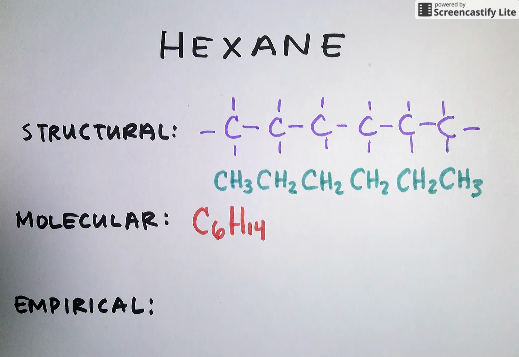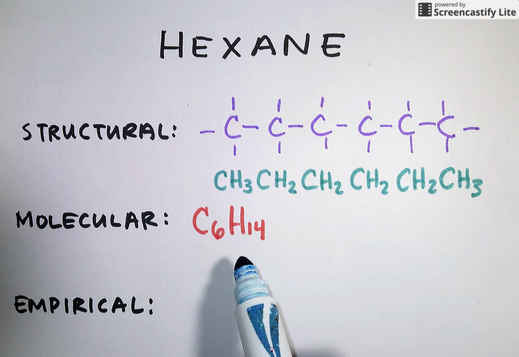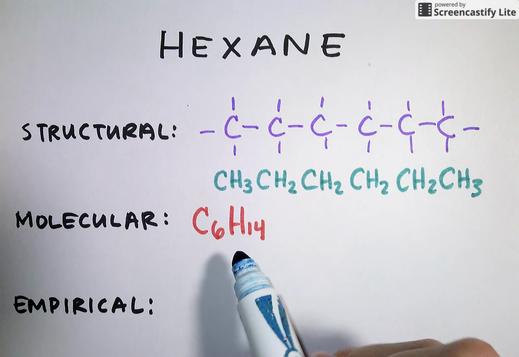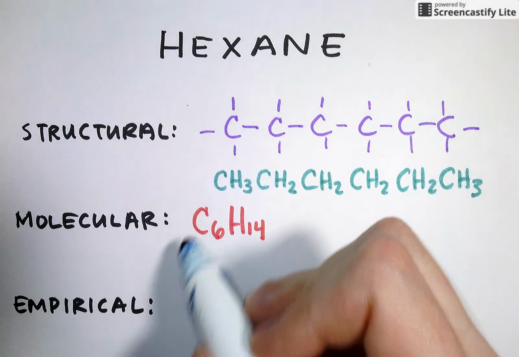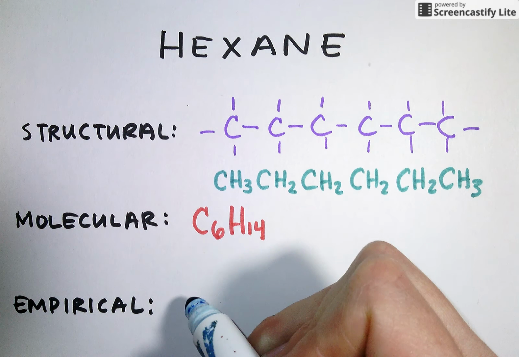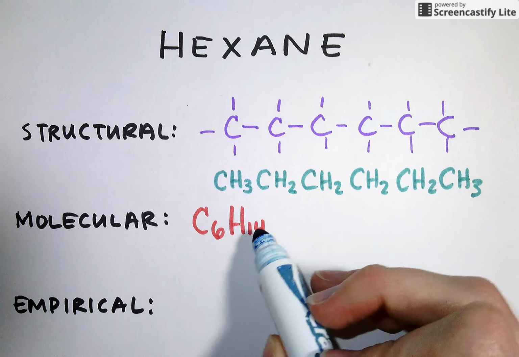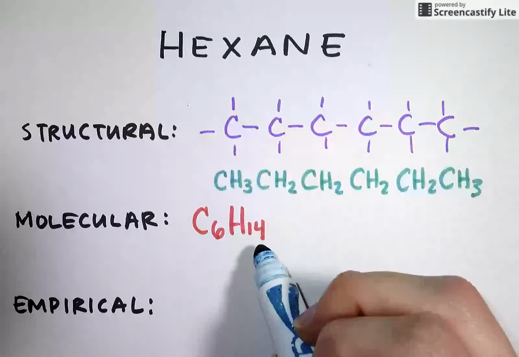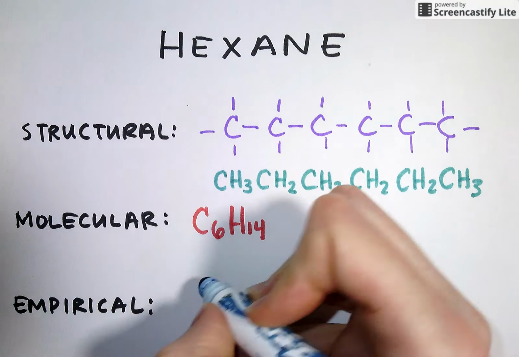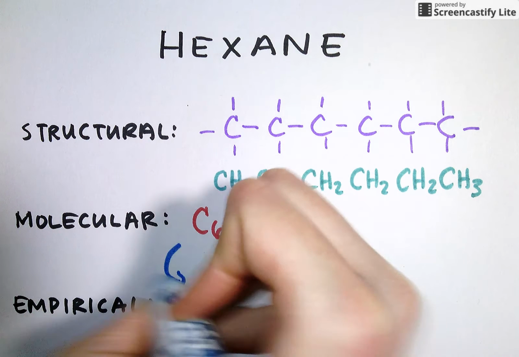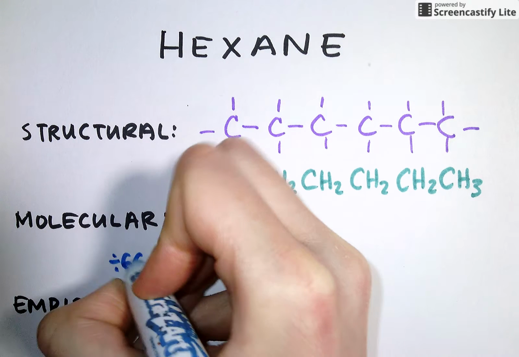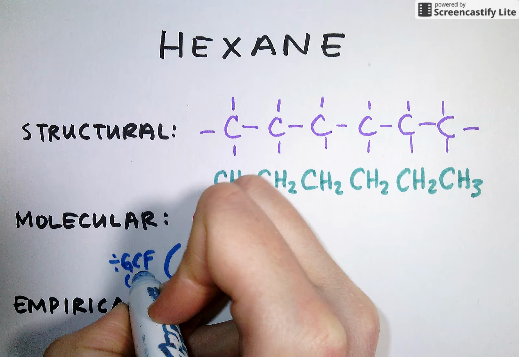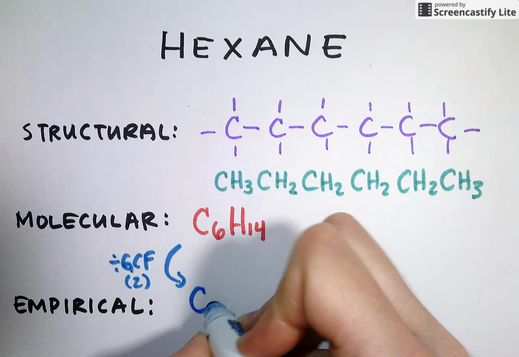And what I see here is that 6 and 14 are both divisible by 2. So when I go from my molecular formula to my empirical formula, I'm going to try and divide by the greatest common factor that exists between 6 and 14, which in this case, I believe, is 2. So if I divide by the GCF, which in this case is 2, what I'm going to get to is C3H7.